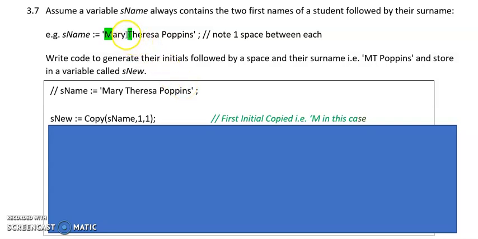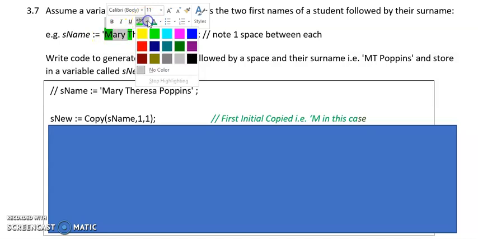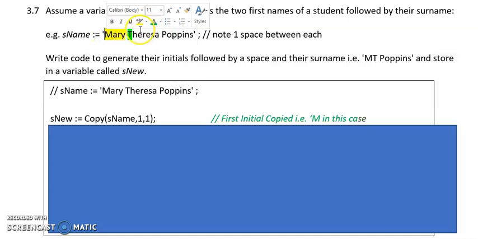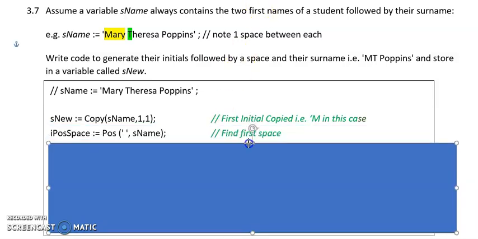Now, am I interested in the rest of the sentence? What am I not interested in anymore? I'm not interested in this part anymore, the Mary and the space. I want to get to Teresa. Right, well, now I can possibly find that space and say the position of the space is, okay, it'll find the first one.